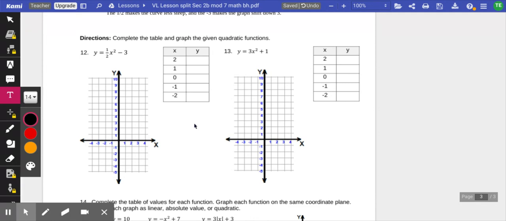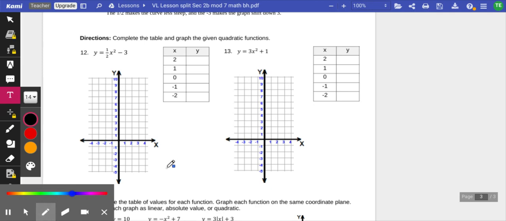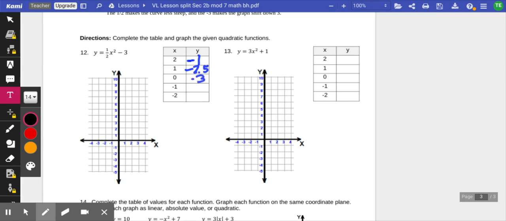So 2 squared is 4, half of 4 is 2, and 2 minus 3 is -1. Okay. 1 squared is 1, half of 1 is a half, and half minus 3 is -2.5. 0 squared is 0, and 0 times a half is 0, and 0 minus 3 is -3. -1 squared is still 1. 1 times a half is a half, and a half minus 3 is -2.5. -2 squared is 4. Half of 4 is 2, and 2 minus 3 is -1.